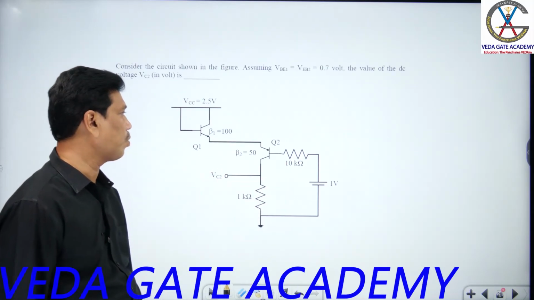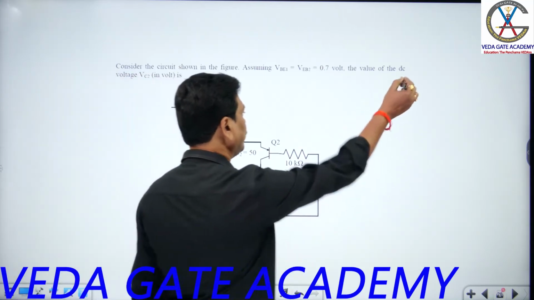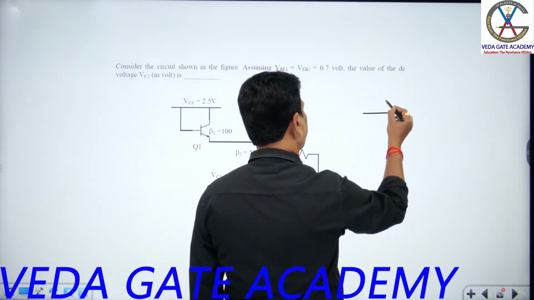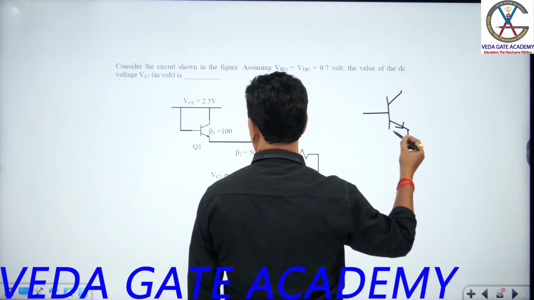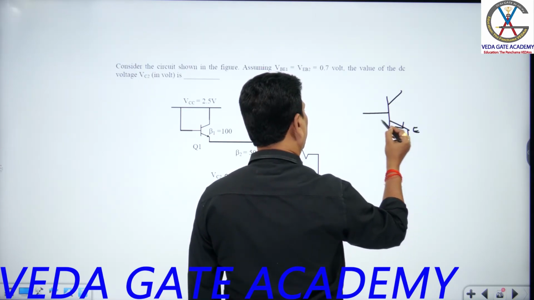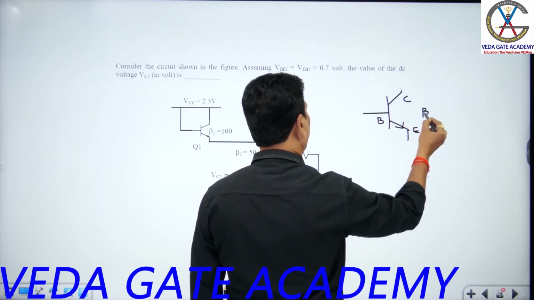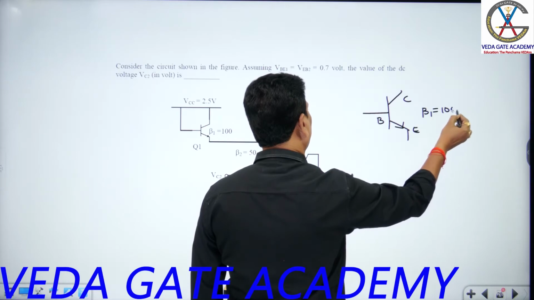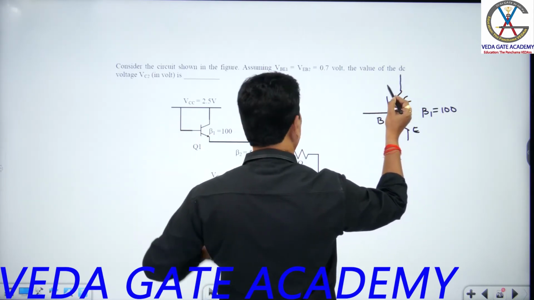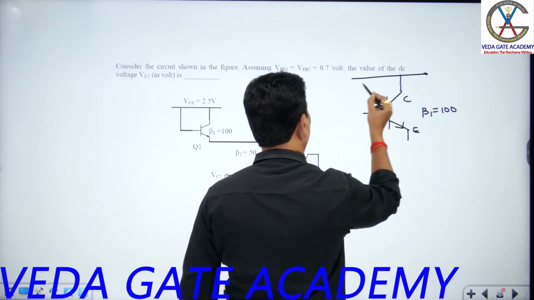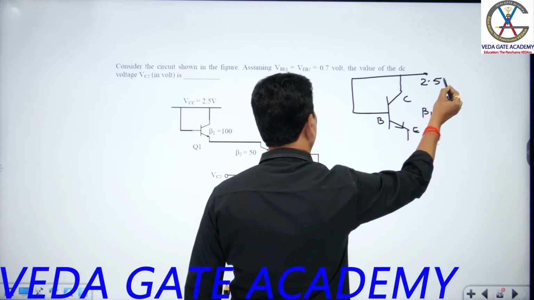Now I redraw the circuit first, students. So first transistor is an NPN model as given, students. This is NPN, emitter, base, collector. The beta factor for that one is 100, given. This is the NPN model, students, and he told that collector and base are shorted. Collector and base are shorted, and this supply is given as 2.5 volt.